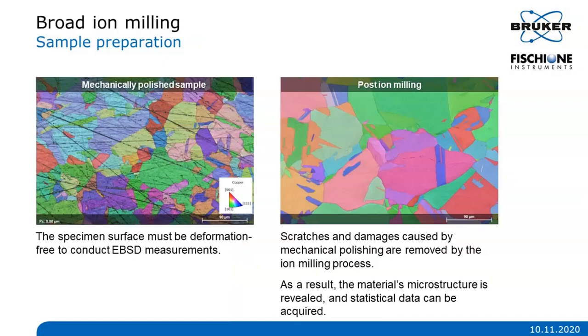So what the broad ion milling does, as you know, the sample preparation and surface conditions are critical for EBSD measurement. If you mechanically polish your sample, you will get a lot of scratches and damage on the surface, as you can see here in the picture. After ion milling, the scratches will be removed, all mechanical damage from the surface will be removed also, and you will expose the native structure of the material, ready to be measured by EBSD.